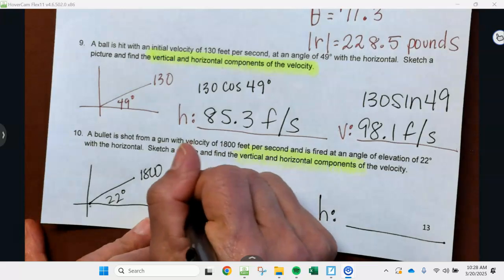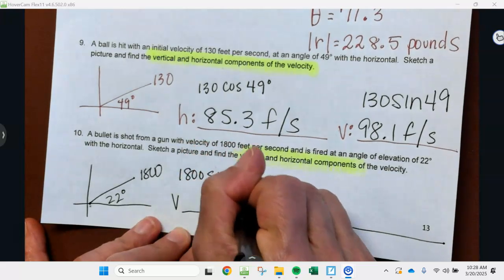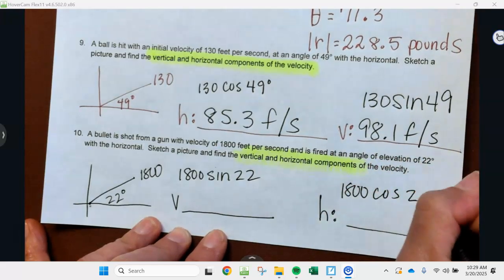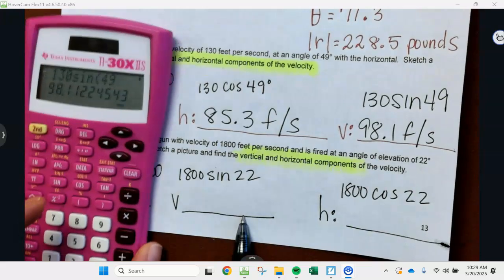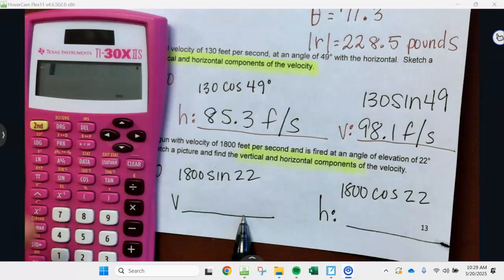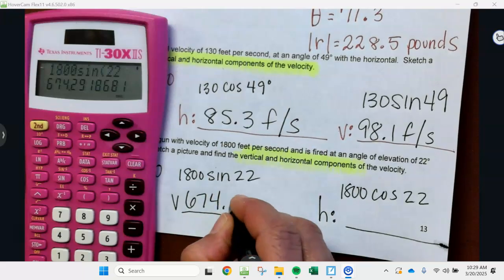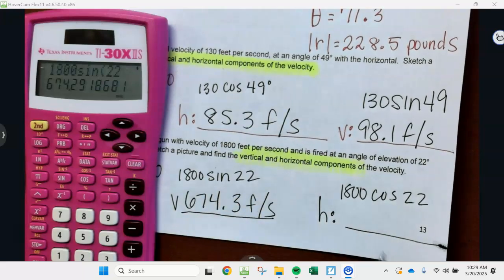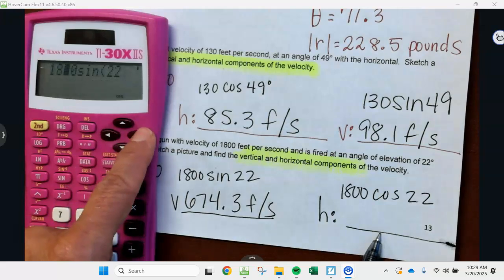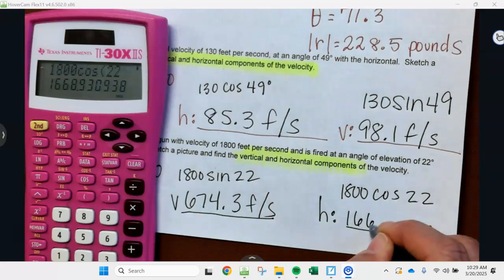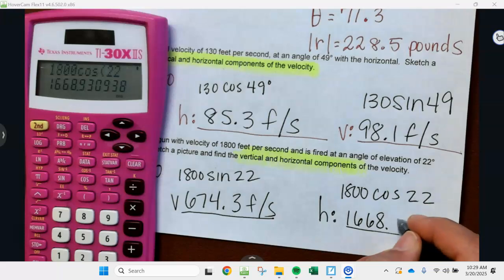All right, vertical is going to be 1800 sine 22. Horizontal is 1800 cosine 22. Just make sure you round to the correct tenths place. 1800 sine 22. So my vertical, which I'm listing first this time, is 674.3 feet per second. I'm going to be lazy and just arrow up, hit cosine. And then your horizontal is 1668.9 feet per second.